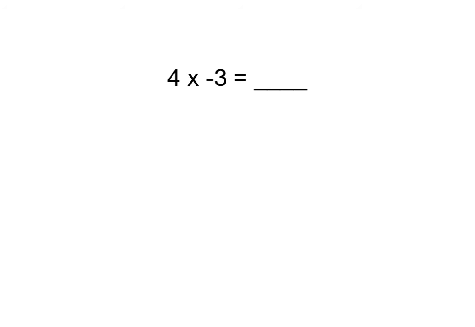Now here we're going to look at 4 times -3. So we will be adding 4 groups of -3. Add 4 groups of -3. All right, pull out my tiles.